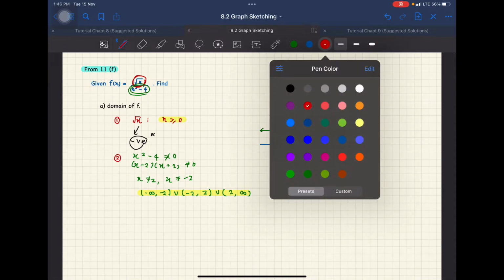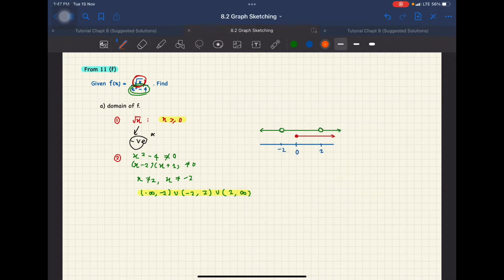Right, so now we want to find the intersection. So dekat mana kawasan yang intersect with each other? So dekat sini. Okay, and then dia berhenti dekat sini. Kenapa kena berhenti dekat sini? Sebab this one is not included while this one is included. So dia tak intersect lah dekat situ. So maksudnya dia akan jadi open bracket kat sini. Okay, and then sambung pula daripada 2 sampai ke positive infinity. So let's shade this area. Saya nak nampak beza, saya buat sampai bawah. Okay, and then we shade this area as well.